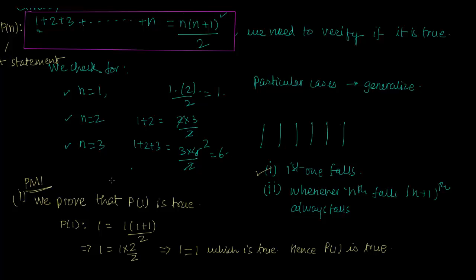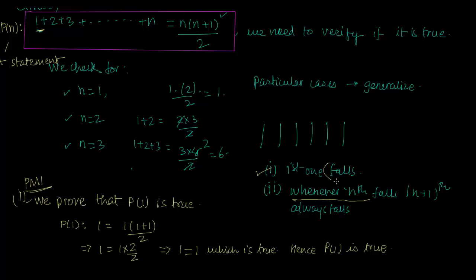Okay. It may sound weird. Where is a brick falling here? But no, we have initiated the logic, and the logic for n is equal to 1 is true. Correct. Now we'll again do this. We'll try to simulate this in mathematics. And how do I do that? Whenever nth falls, n plus 1th always falls.